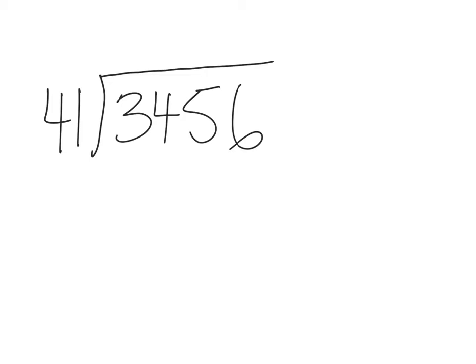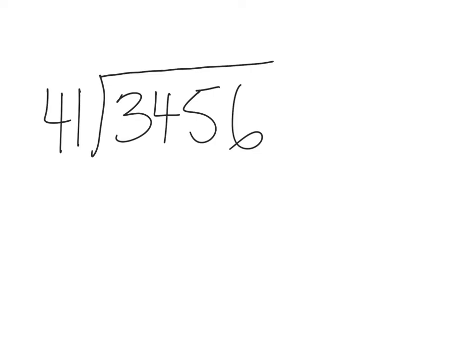So the first thing I thought I would do is show again what a two-digit divisor is going to look like and some of the things that you need to think about. On this problem, a couple of things before we get started. I have a four-digit dividend, 3,456, and I'm going to divide that by 41. So we'll have a two-digit divisor.